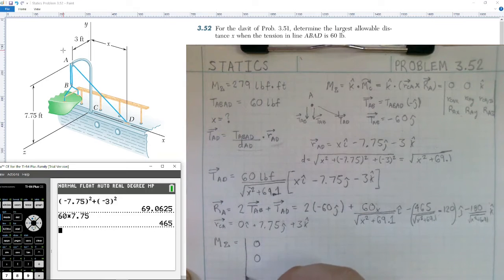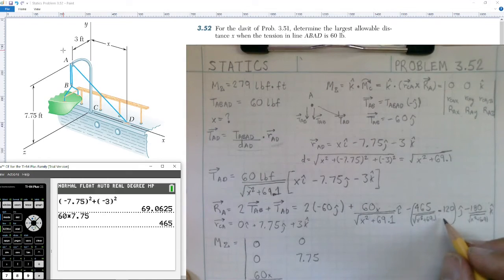Now this component, we'll have to write out each one of these values. This will be 60x over the square root of x squared plus 69.1. Now we have no value here. Our y component for our CA position vector is 7.75.